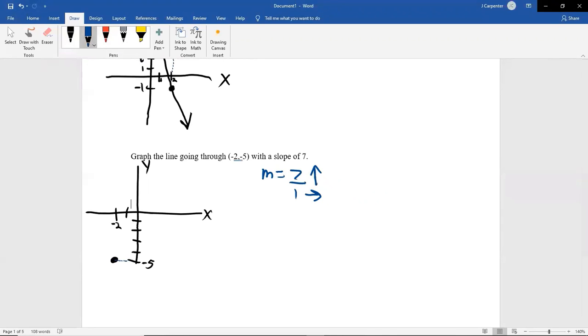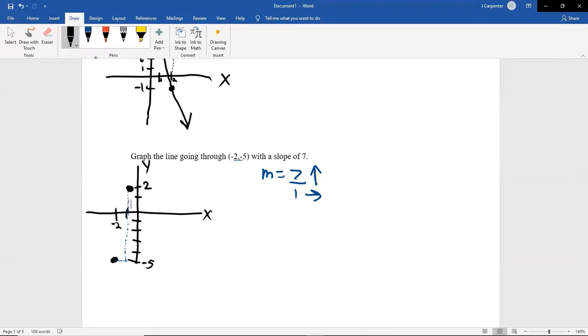If we start at a height of -5, that's 1, 2, 3, 4, 5. We end up at 0, a height of 0 after 5 of them, but we still got to go up 2 more. 1, 2. That spacing might not be perfect, but that's okay. We're not going to worry about that detail. And there we go.